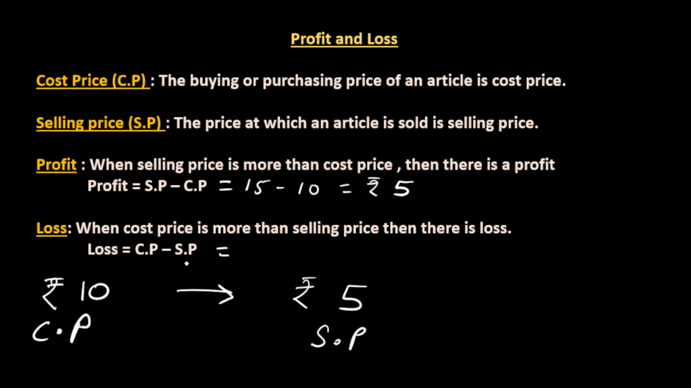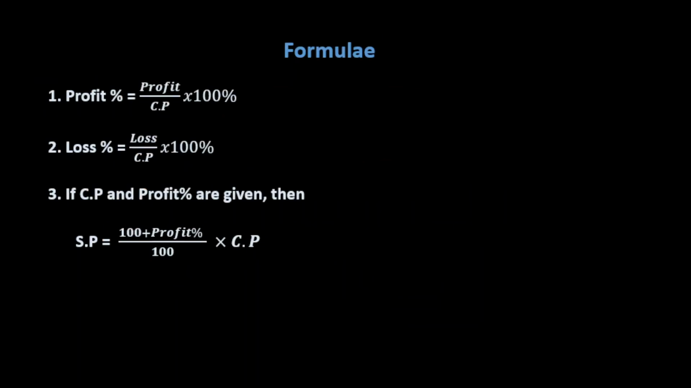So how to find loss? Cost price minus selling price. So 10 minus 5 is 5. There is a loss of 5 rupees. Now there are few formulas. Formula of profit percent. You can make a note of this formula, very important while doing the questions of profit and loss. Profit percent is profit divided by cost price into 100%. Loss percent is loss divided by cost price into 100%.